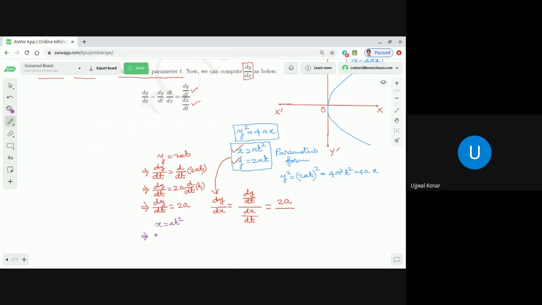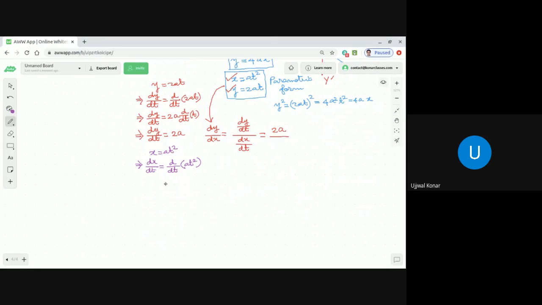So this implies dx/dt is nothing but d/dt of at square. Clear or not clear? So dx/dt is equal to a into d/dt of t square. Divanshu, what is d/dt of t square? 2t. Fantastic. It is 2t. So finally we are going to get 2at.